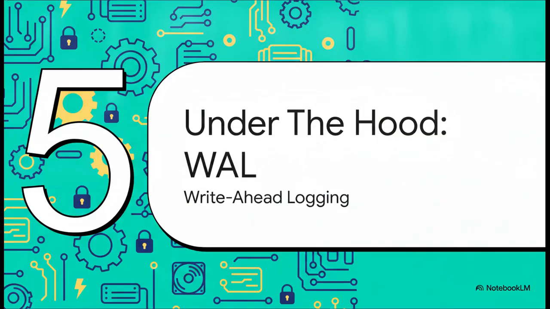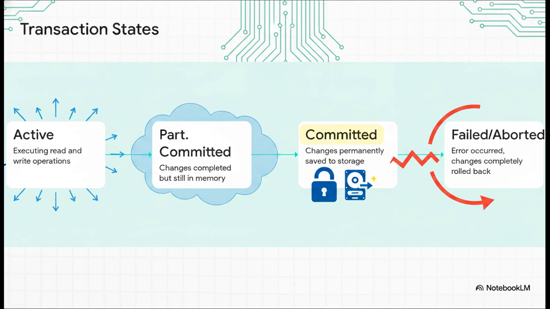All right, part 5, under the hood, write-ahead logging. So how exactly does a database pull off all this durability and atomicity magic when the actual hardware is so incredibly unreliable? Well, first, we have to understand the strict lifecycle states of a transaction. It always starts out in the active state, just doing its normal reads and writes. Once those operations finish, it moves to partially committed.